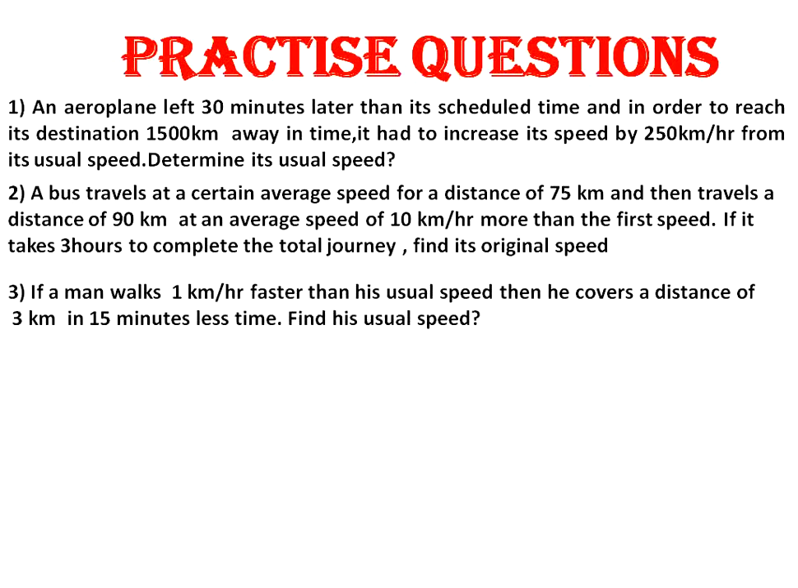Next, if a man walks 1 km per hour faster than his usual speed, then he covers a distance of 3 km in 15 minutes less time. Find the usual speed. So here again 15 minutes is given. 15 divided by 60, that is 1 by 4 hour.